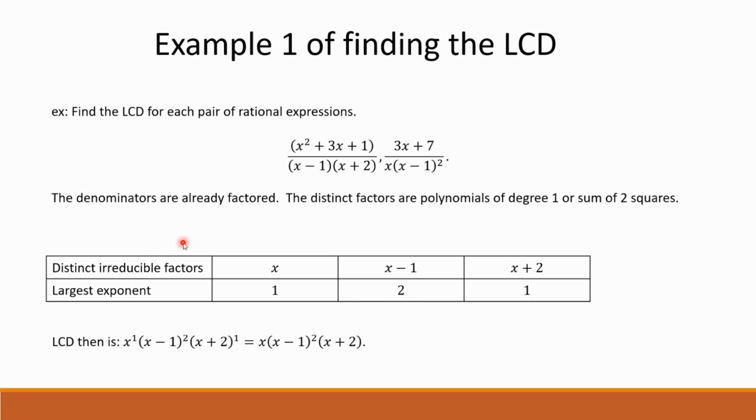Okay. So x, we can list first. You can see the only exponent of it is 1. So we're going to list 1 as its largest exponent. So if the factor is all alone, its exponent is the largest one. Then we have x minus 1, right? That's listed in one denominator, but it's also in the other denominator. Remember, if an exponent is not listed, it's understood to be 1. So here we have a 1. Here we have a 2. So its largest exponent is 2.